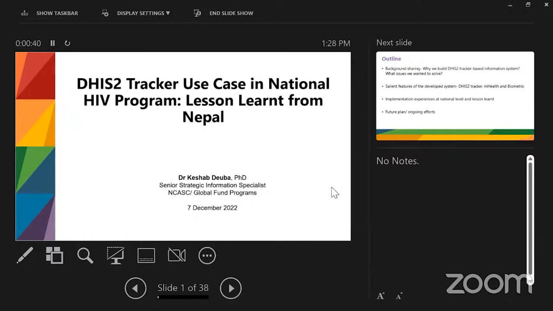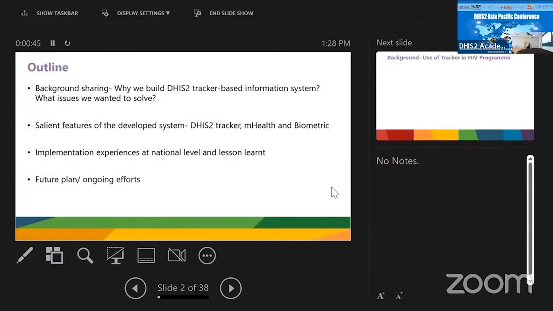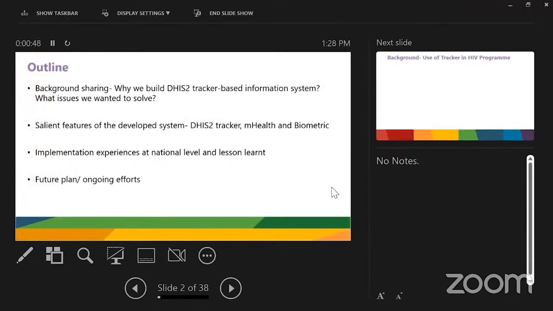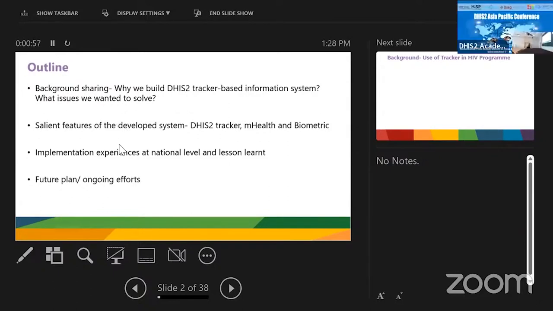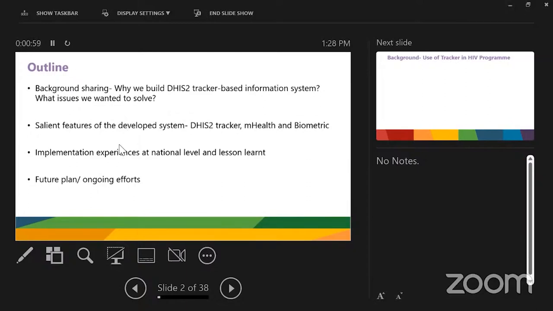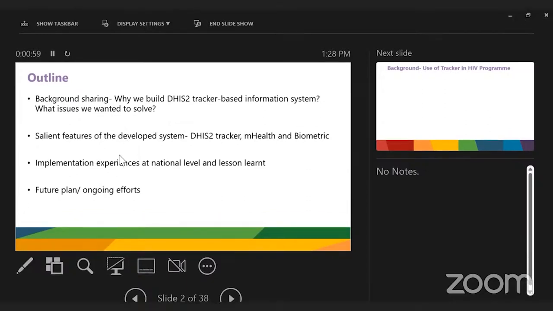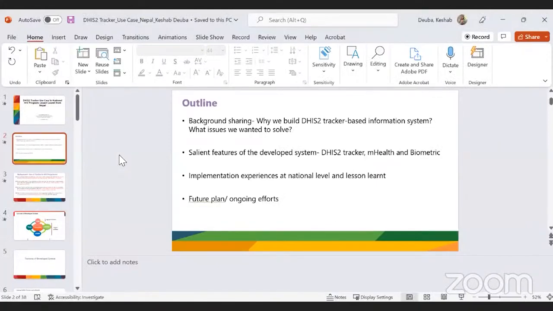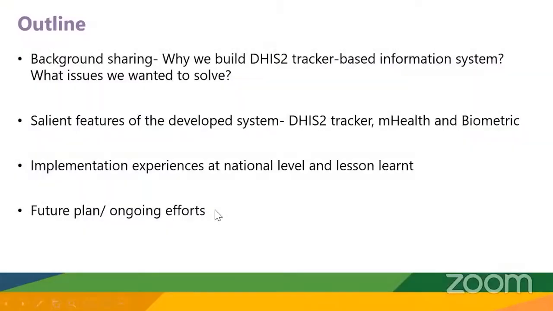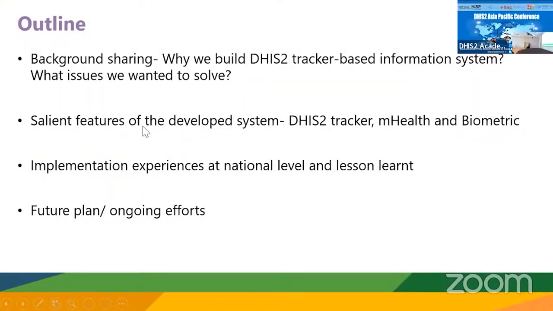Is my screen sharing, Saurav? Yes, Keshav, we can see your screen. Okay, go ahead. So I'll briefly present. This is my presentation outline. So I'll describe how we build a DHIS2 tracker-based information system. We don't see a full screen. It's coming into the preview mode. Can you please make that change? Okay, let me remove this one. Okay. Now, can you see the screen? Yeah, perfect. Please go ahead.